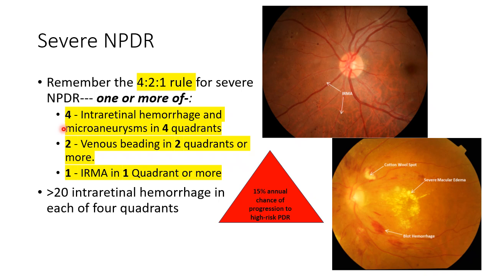Then if you are following the ICDR classification, this particular criterion becomes 20 intraretinal hemorrhages in each of the 4 quadrants. What is the clinical significance? There is a 15% annual chance of progression to high risk PDR when it comes to severe NPDR. In this picture, you see there are hemorrhages in all four quadrants, so that satisfies this particular criterion.